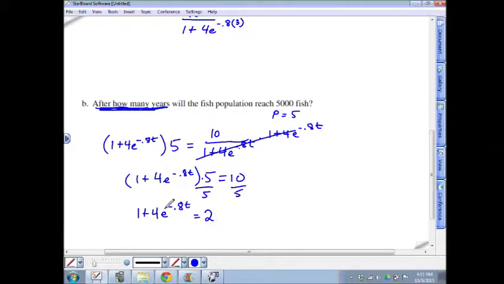And our goal is to still get this exponential term. E is our base, negative 0.8t is the exponent. So we need to isolate this exponential term by subtracting 1. We got 4e to negative 0.8t is equal to 1. Now divide by 4.